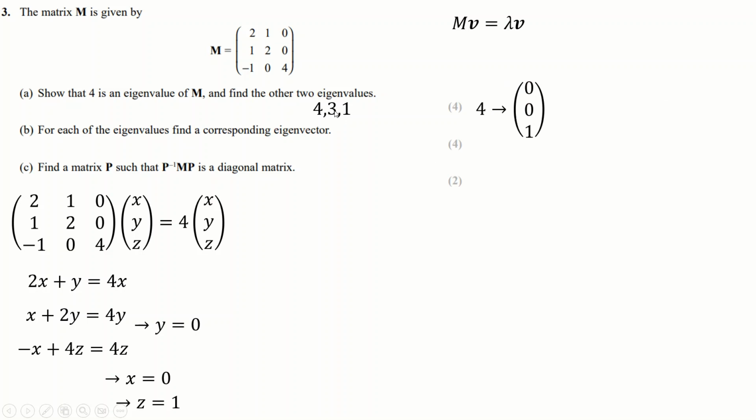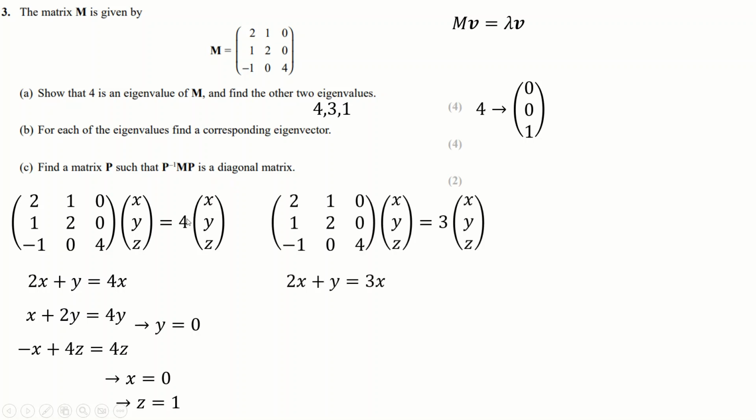Okay, the next one is using the same thing with 3, so we just do exactly the same thing. This ends up being a little bit less trivial.